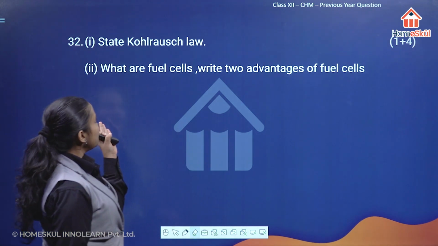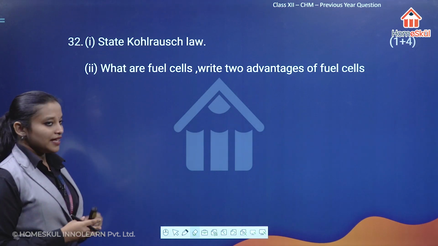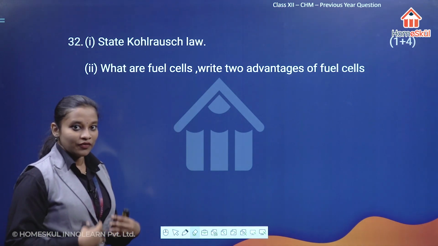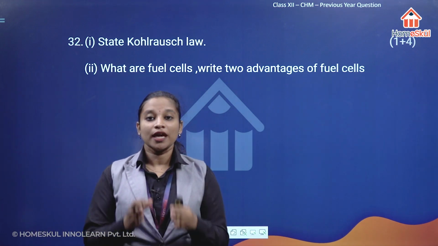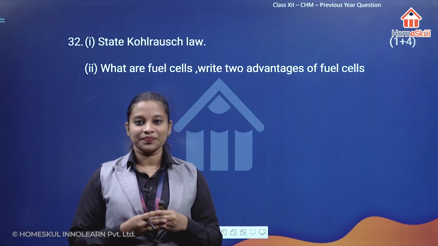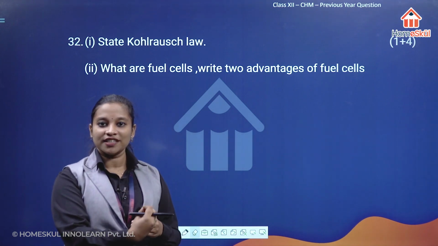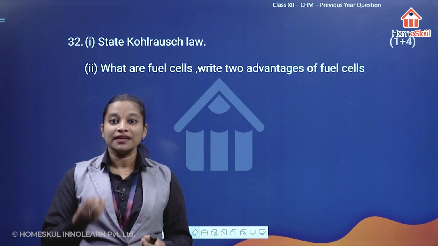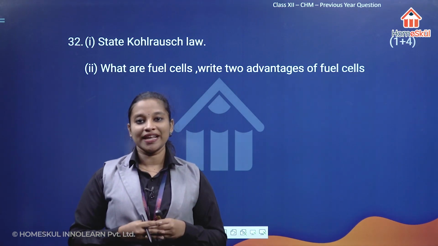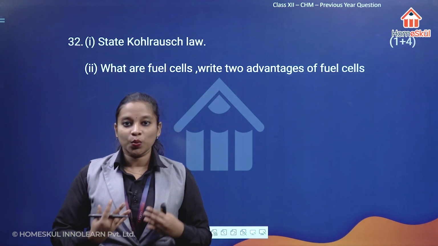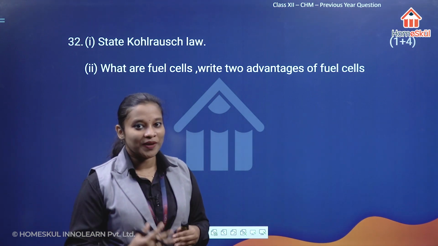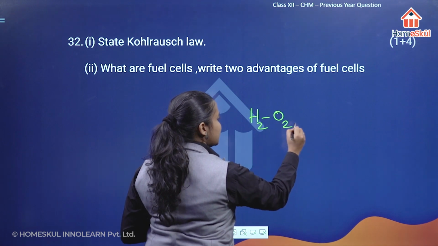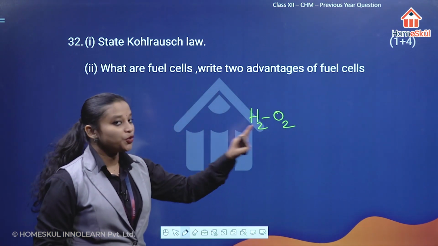Okay. Now, moving on to the next. What are fuel cells? Write two advantages of fuel cell. First of all, we have to know what fuel cells are. Okay, fuel cells are electrical cells that are designed to convert the energy of combustion of fuels such as carbon monoxide and hydrogen directly into electrical energy. Okay, for that purpose, we use fuel cells. What is the most common example? Yes, that is the H2-O2 fuel cell.